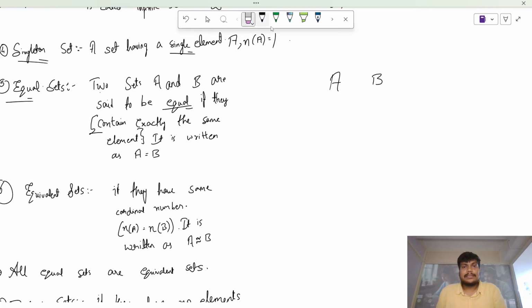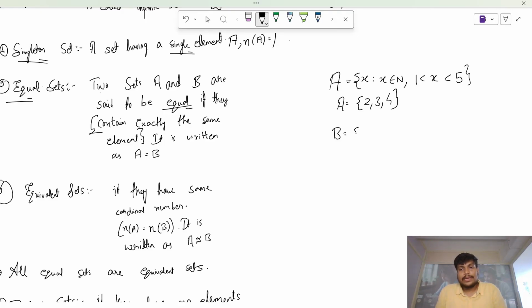Let's say our set A is x such that x belongs to the natural numbers and the condition is 1 less than x less than 5. What would be the set A? Set A would be {2, 3, 4}.